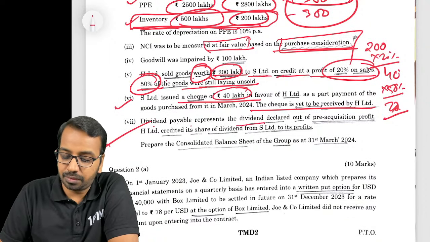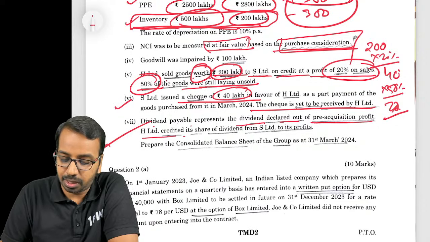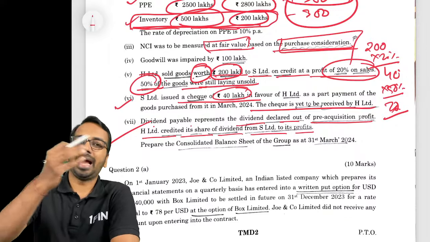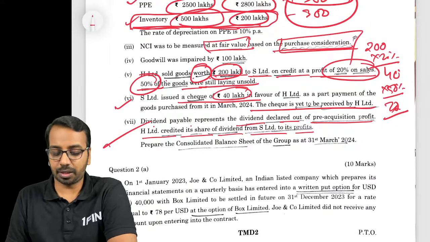Dividend payable represents dividend declared out of pre-acquisition profit. H Limited credited its share of dividend from S Limited to its profit. Okay, so it is out of pre-acquisition and they have credited it to their respective P&L.